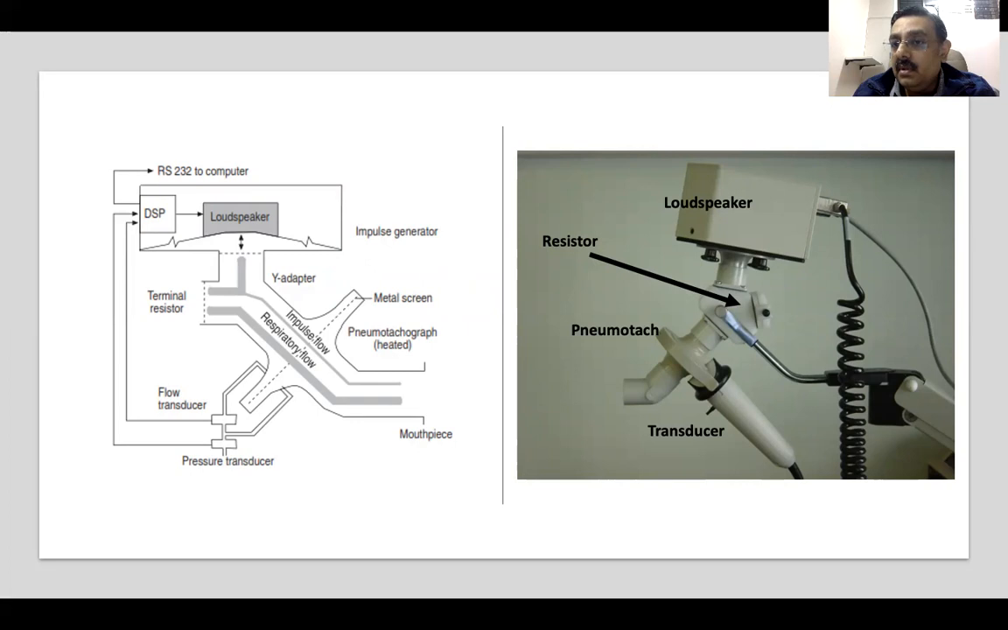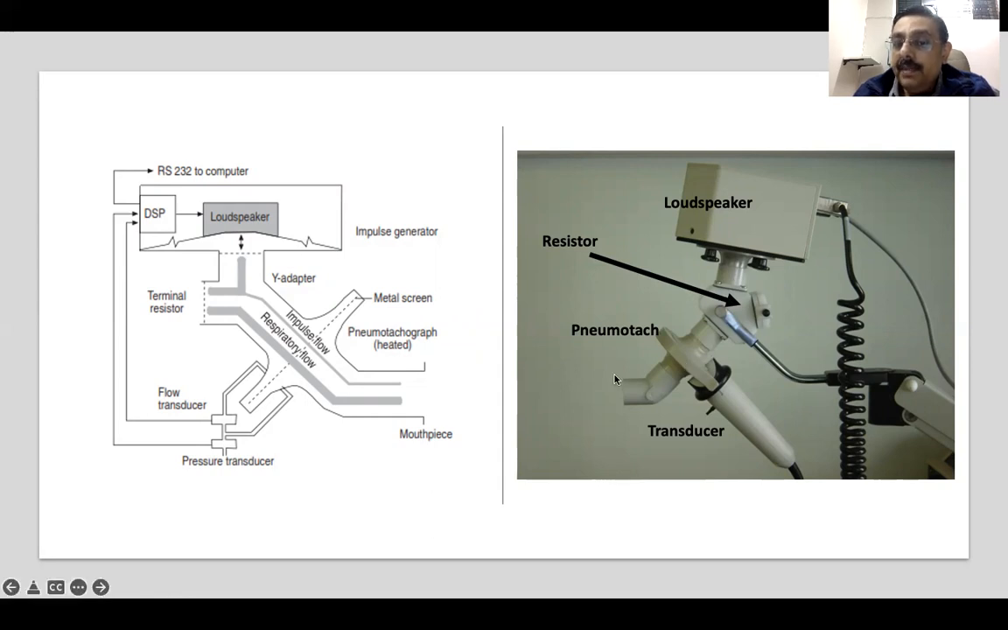So that is what the standard equipment looks like. The few brands which are available. So this is from the Care Fusion, which we have been using for a longer time now, since the year 2012. But all of them nearly work on the same concept. So you have a loudspeaker here, you have a resistor, you have a pneumotac, and you have a transducer. Now this loudspeaker produces noise of various frequencies, and this noise passes through the resistor to the pneumotac.